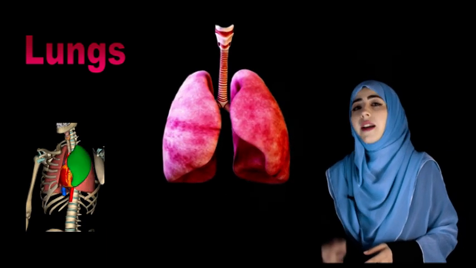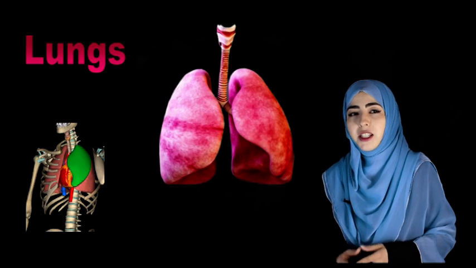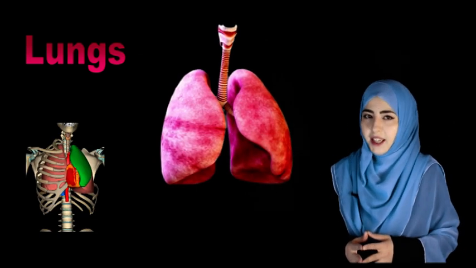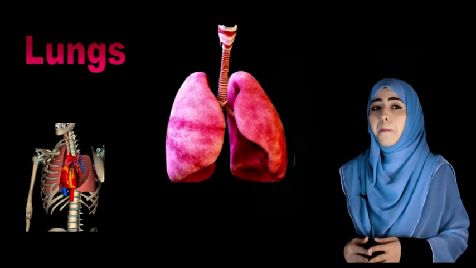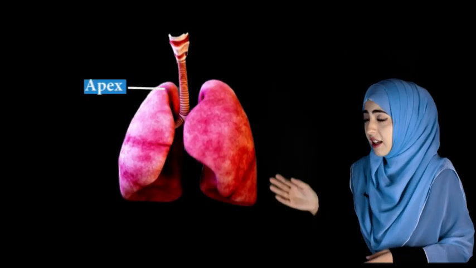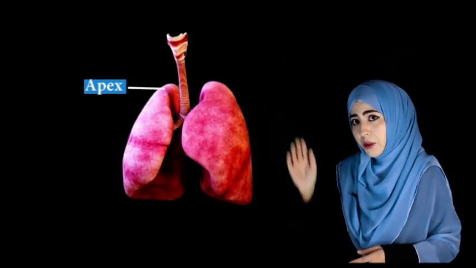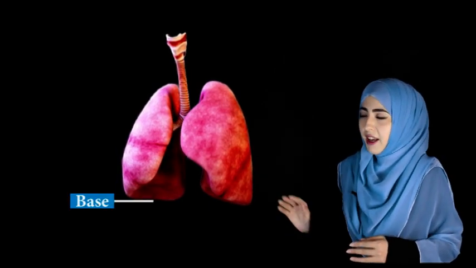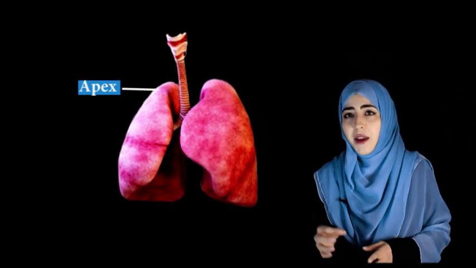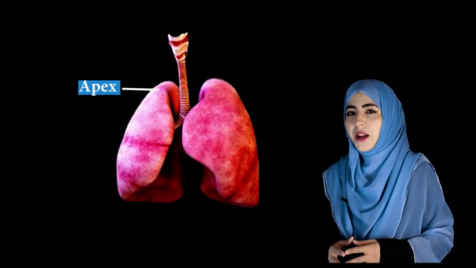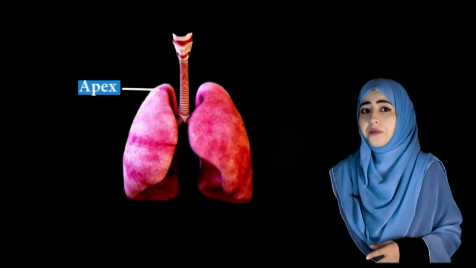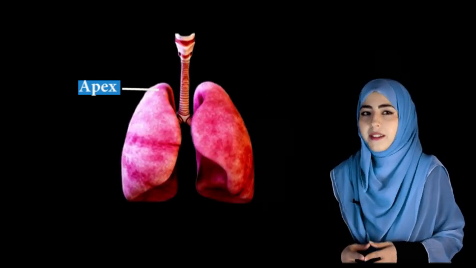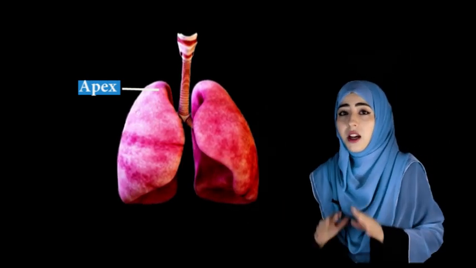They are also elastic in recoil to approximately 1/3 size when thoracic cavity is open. The lungs are separated from each other by mediastinum. Each lung has apex in the superior part and base in the inferior part. The apex is blunt superior end of the lung ascending above the level of first rib into the root of the neck. The apex is covered by cervical pleura.